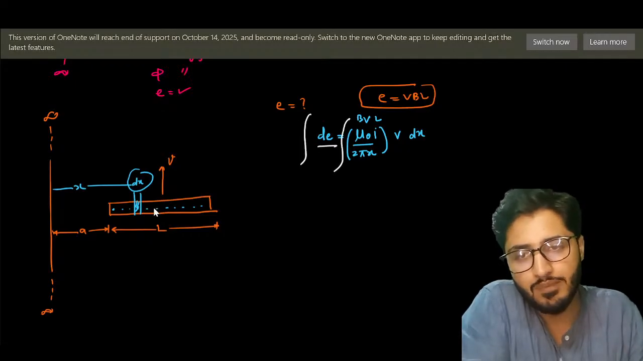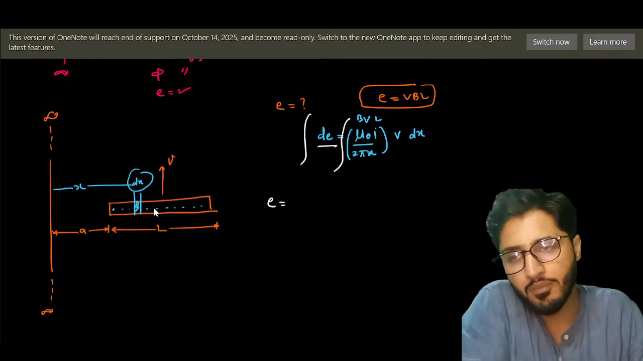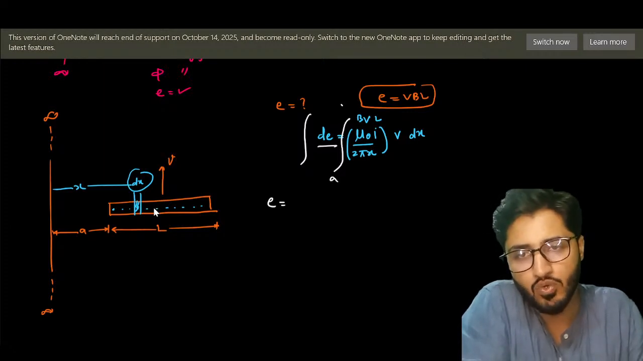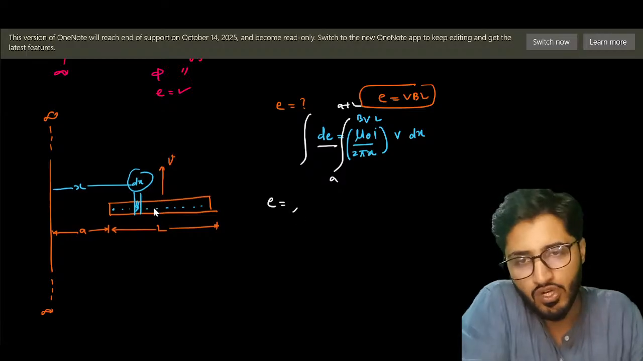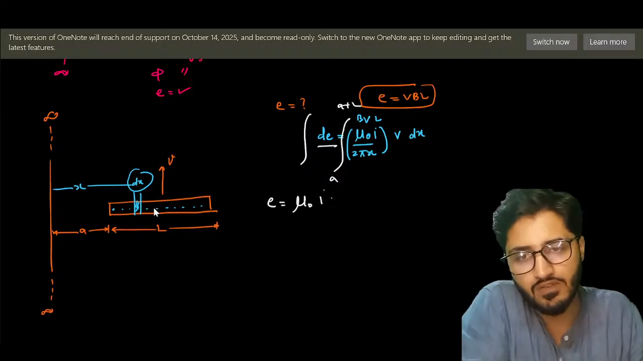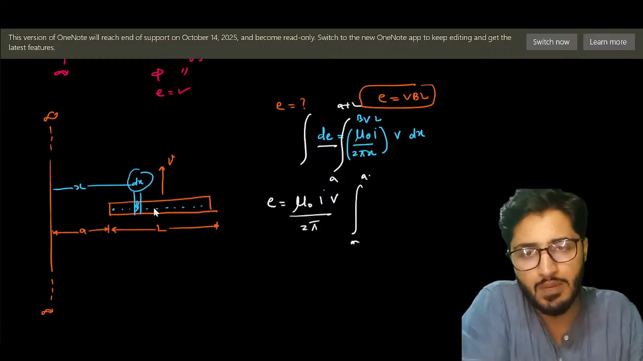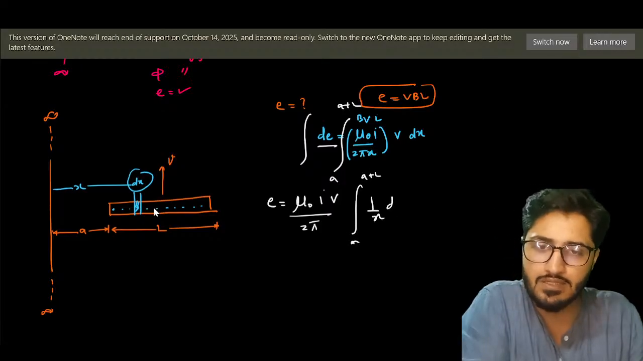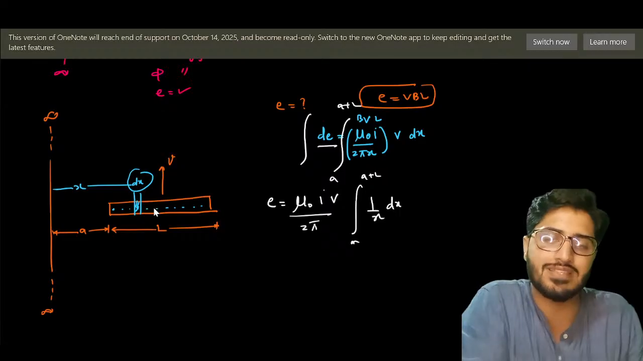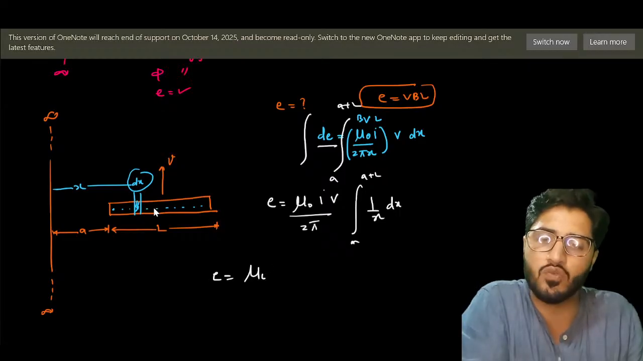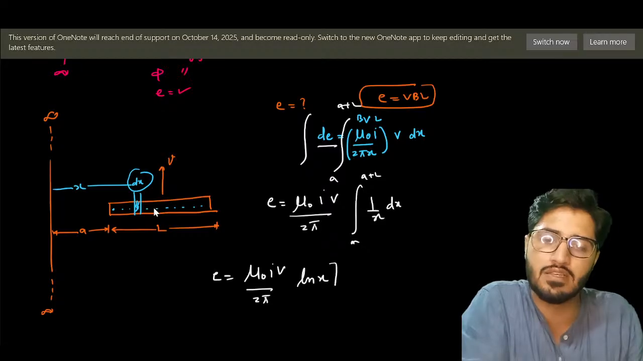So dE will become E now. Integrate from A to A plus L. Mu naught constant, yes sir. I constant, yes sir. V constant, yes sir. 2 pi constant, yes. Integrate from A to A plus L of 1 by x dx. Integration of 1 by x is ln of x. So I can write mu naught I V divided by 2 pi, ln of x, upper limit A plus L, lower limit A only.